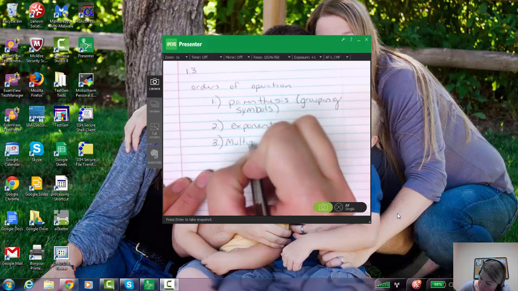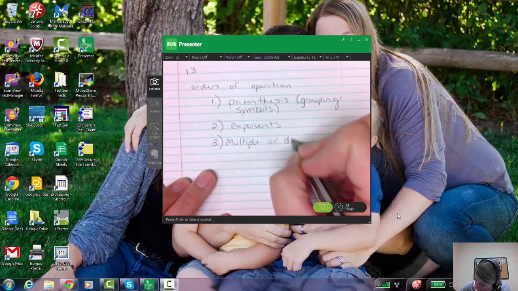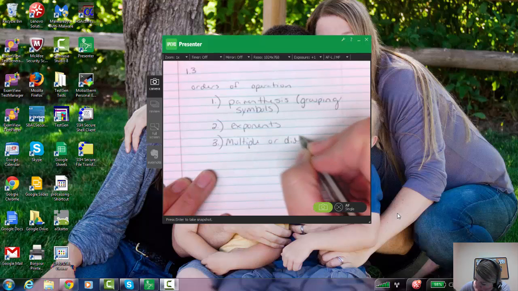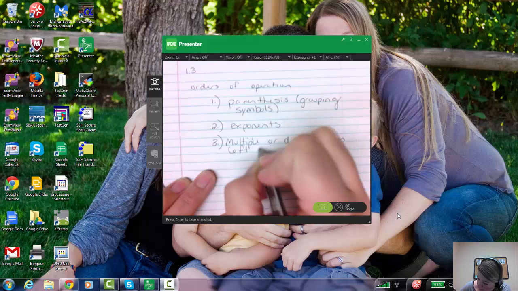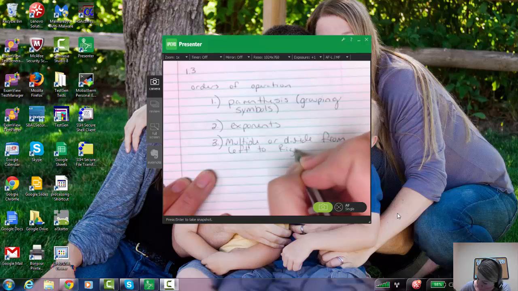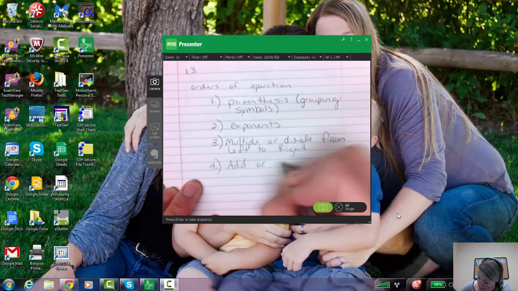Same sign, the answer is positive. Different signs, the answer is negative. And the last step is add or subtract from left to right.